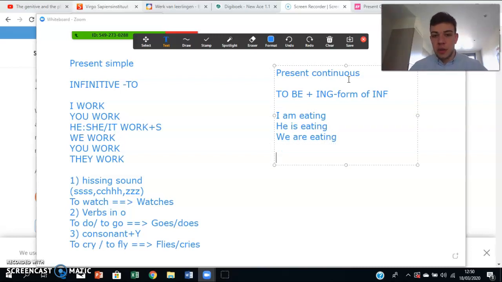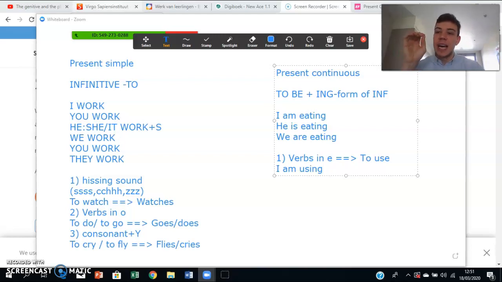There are also three exceptions. The first exception is verbs ending in e. For example, to use. I am using. So we drop the e and we add ing. So instead of just adding ing, we need to drop the e first. Okay. Second exception, verbs ending in ie.